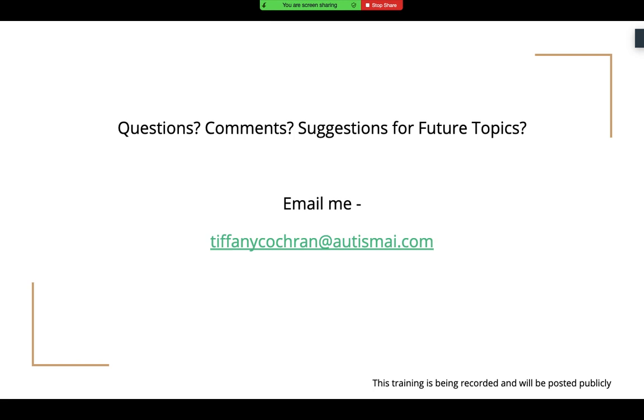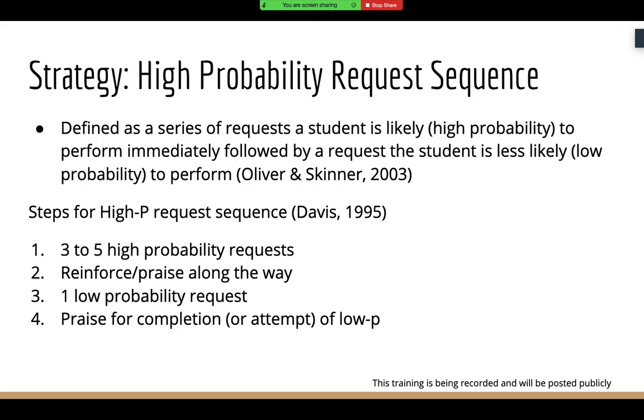I just had a thought when you were going over the high probability request sequence page. It just kind of got me brainstorming, almost like a Simon Says type of game where you're building up that confidence and they're doing the easy things, and then you throw in that one that maybe they've absolutely been resistant to, and hope that they'll just do it like reflex action without thinking.